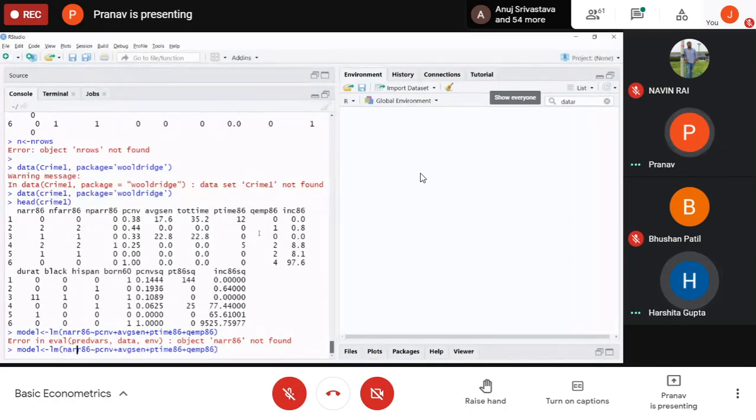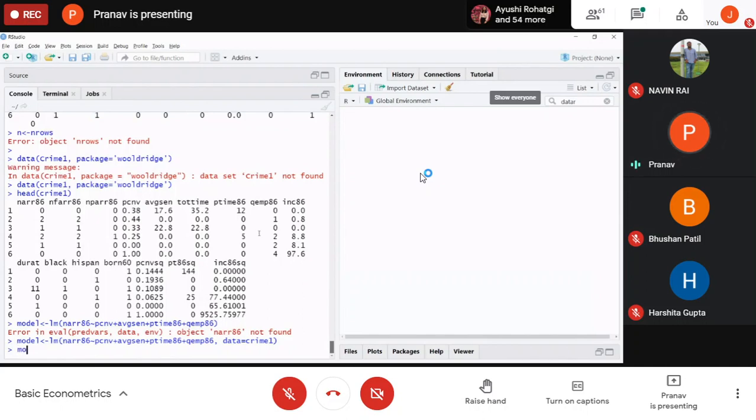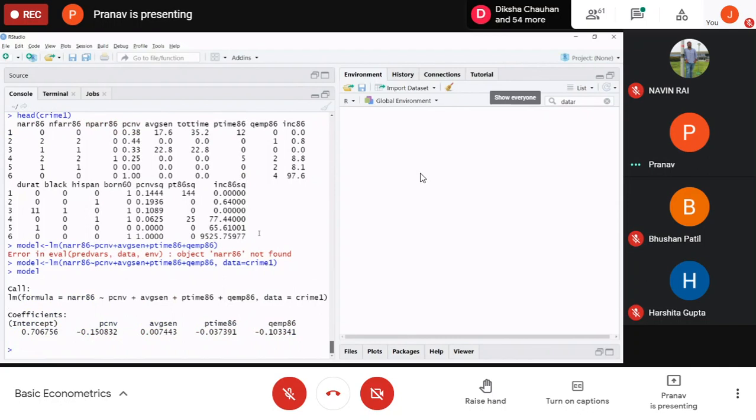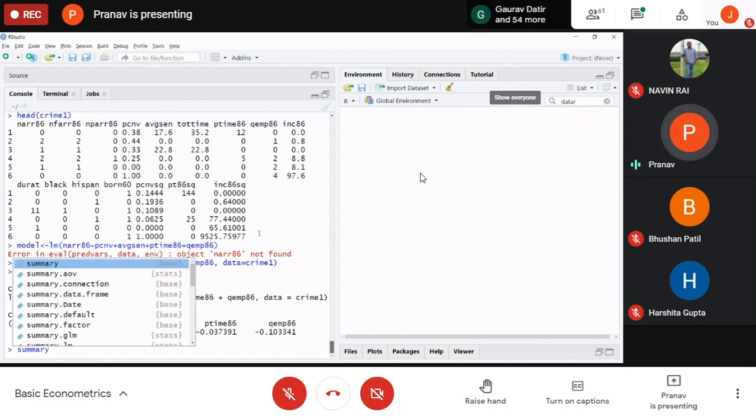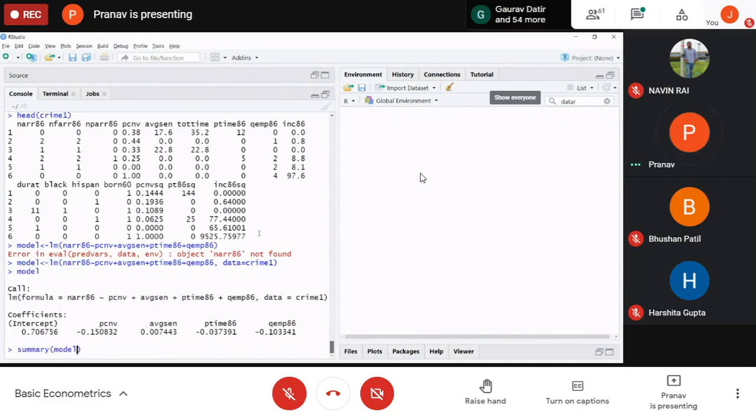So the data set is crime one. Sorry, the data set is called crime one. I'm really sorry. Now, if we write model, and if I have to just see the summary, I'll simply say summary model.